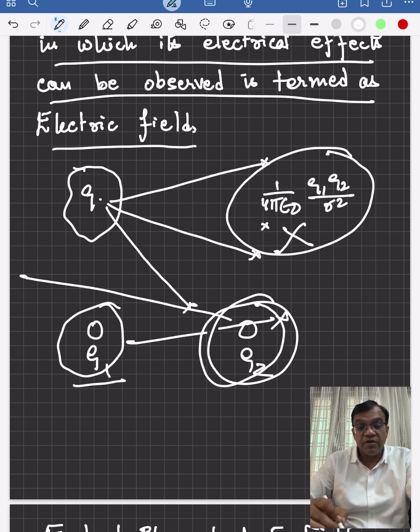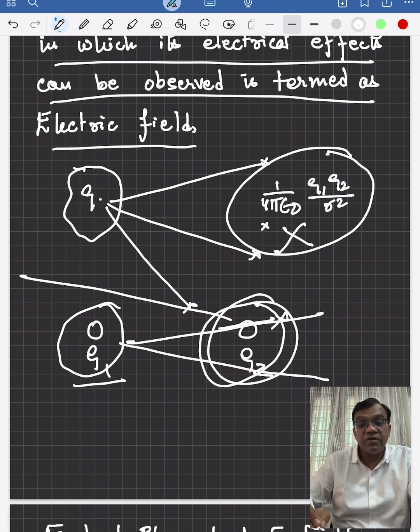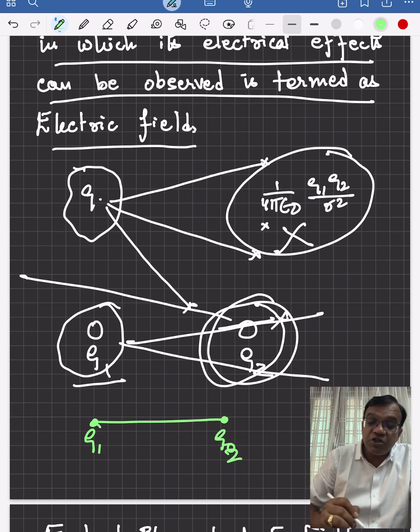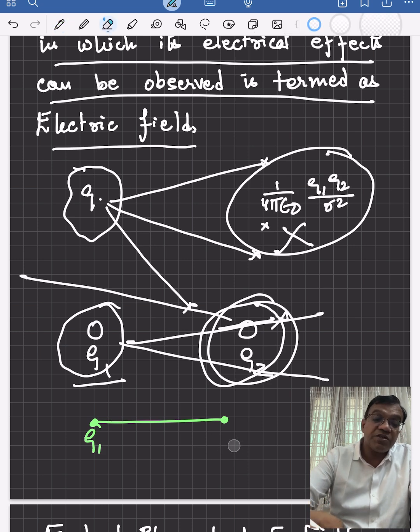But Q1 will still produce the electric field. Say for example, Q1 is here, and here is the original location of Q2. Let us say Q2 is not there.